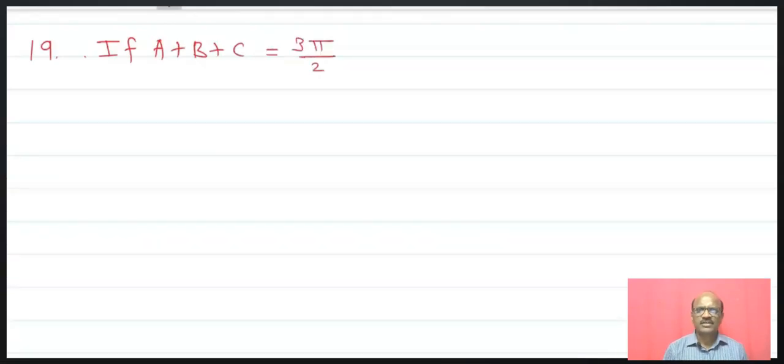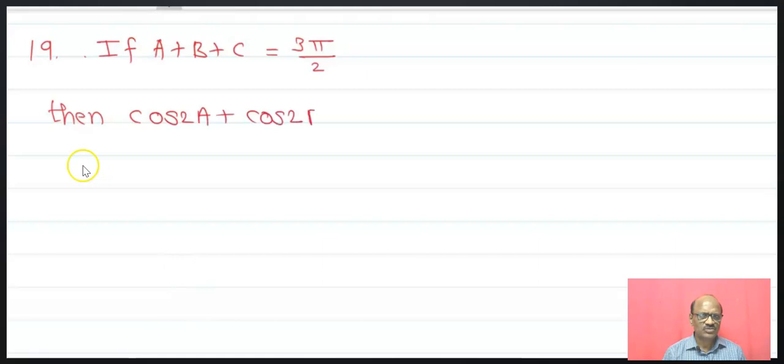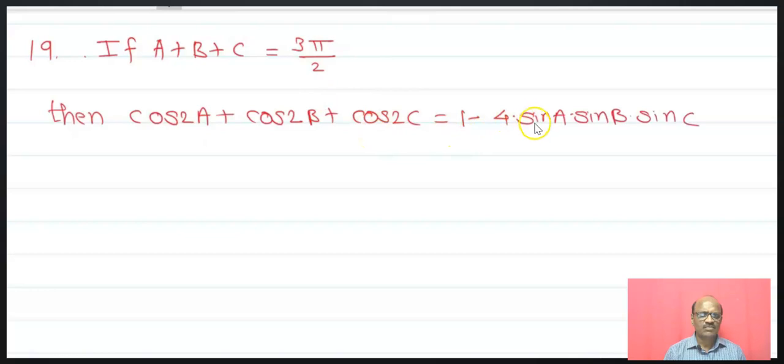Now the question number 13. If A plus B plus C is equal to 3 pi by 2, then cos of 2A plus cos of 2B plus cos of 2C equals 1 minus 4 sin A into sin B into sin C.